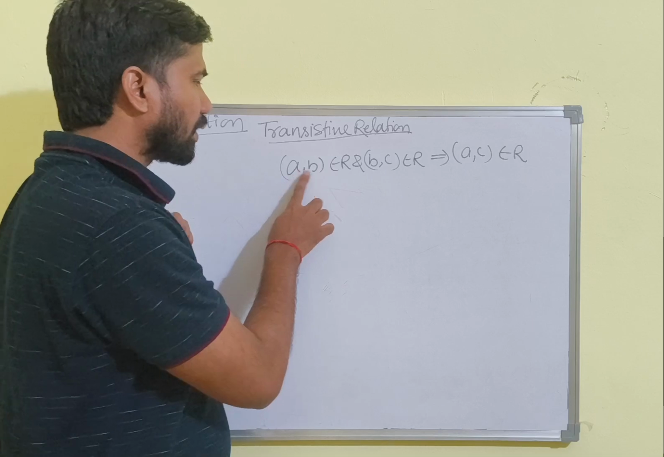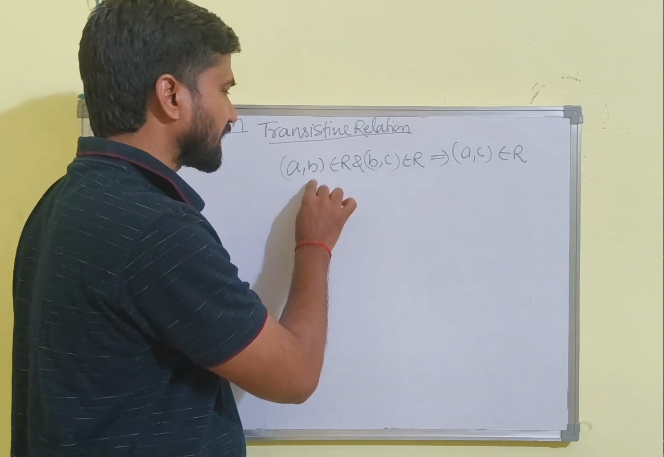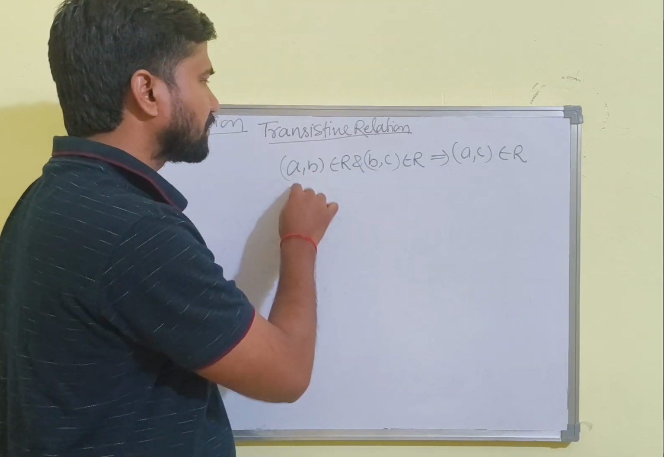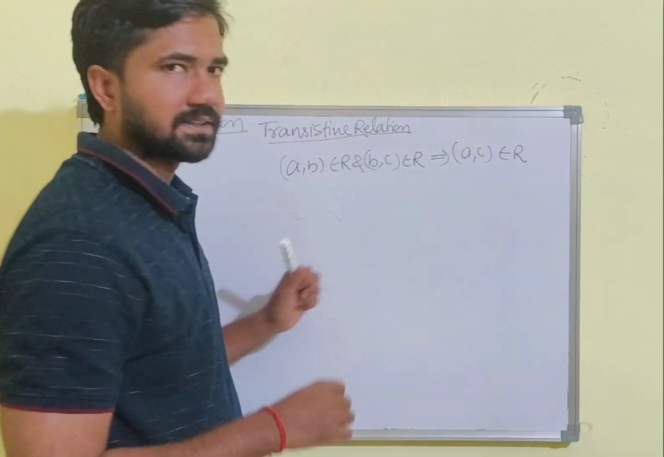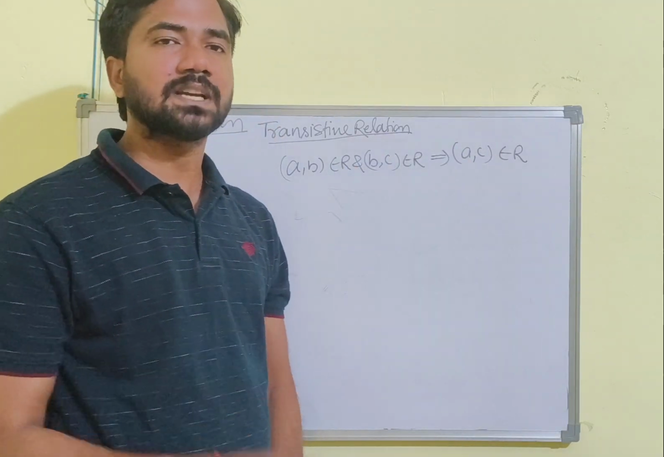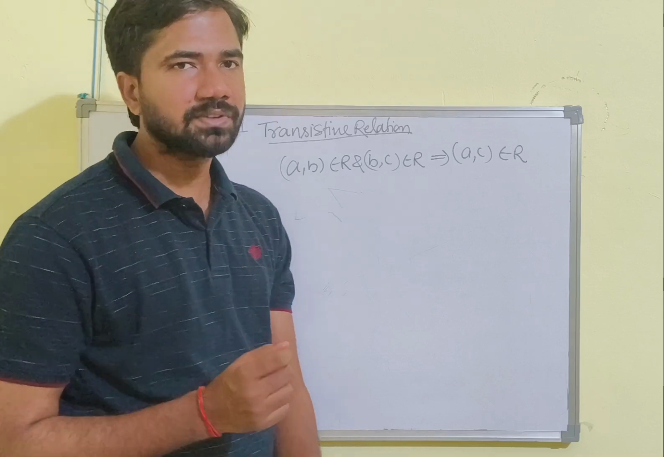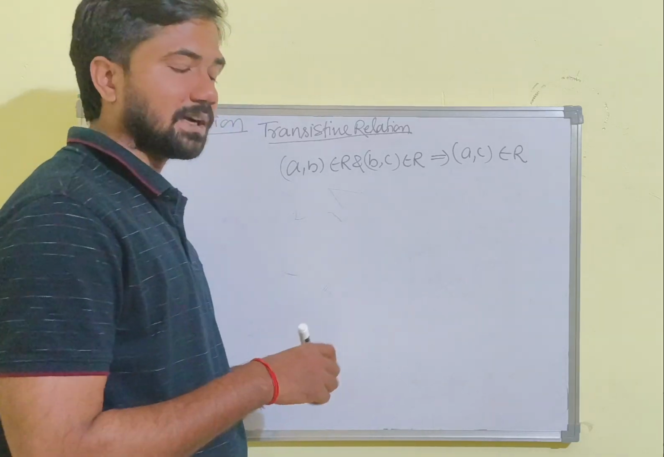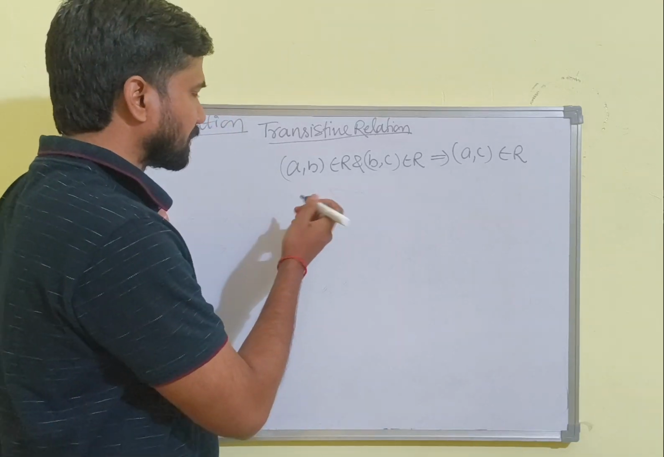What is here? (a, b), (b, c) means the second element of the first pair should come first in the next pair. Then the first and third elements should also be paired in the same manner. Then this type of relation is known as a transitive relation. Let's see one small example, then we will discuss a little more.